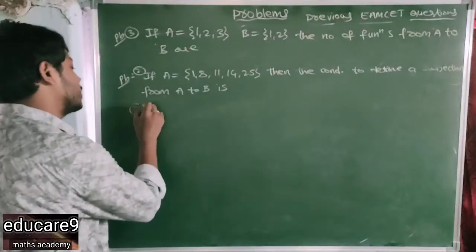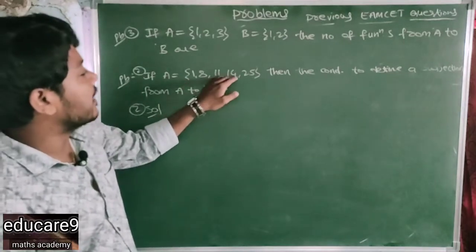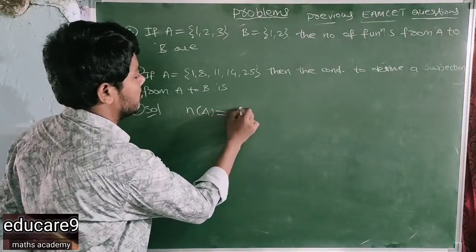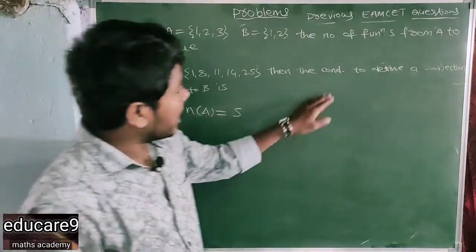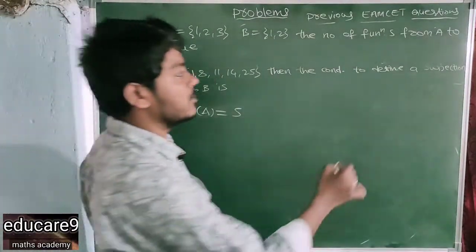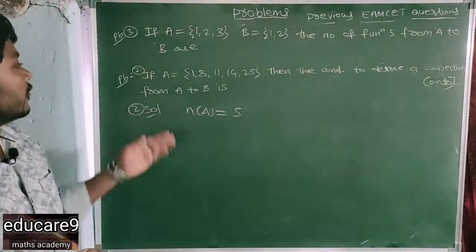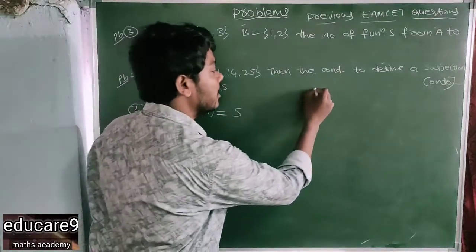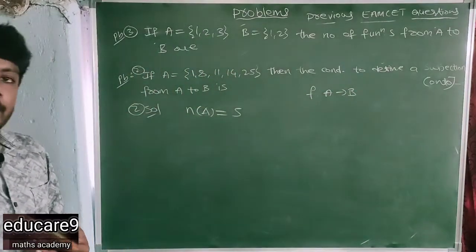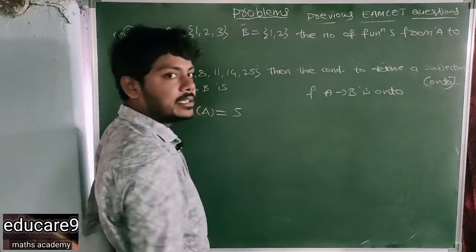See here, next question number 2. Here A is given as 1, 8, 11, 14, 25. Therefore the number of elements in A is how many? 5. Then find the condition to define a surjection. Surjection means onto. Okay, from A to B. See here, f from A to B is given. f from A to B is onto. Then what are the conditions?